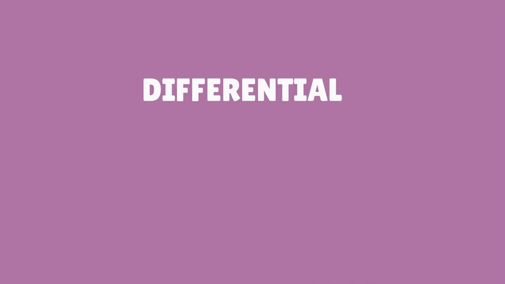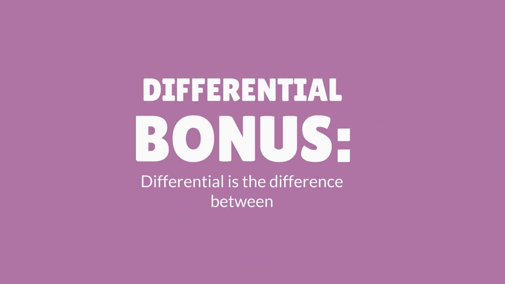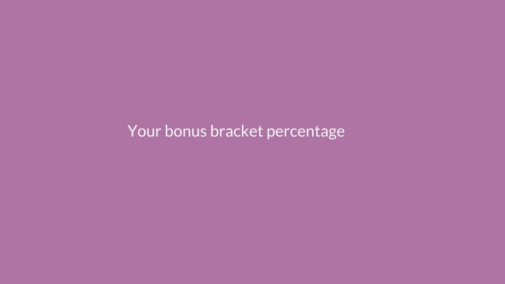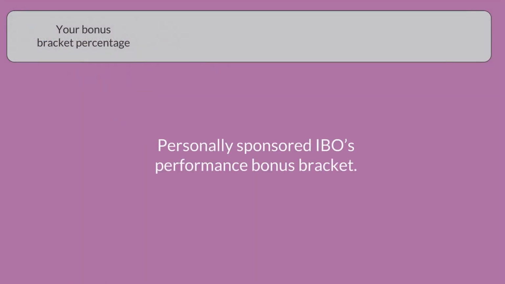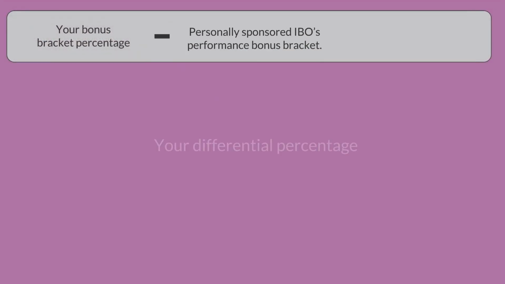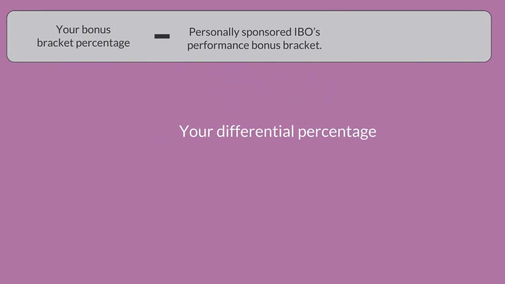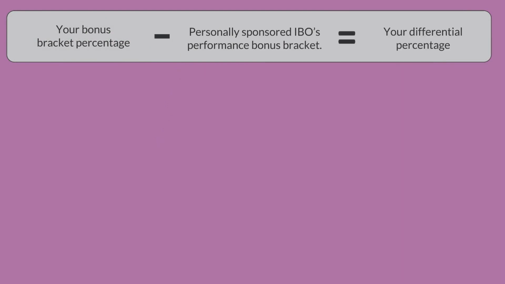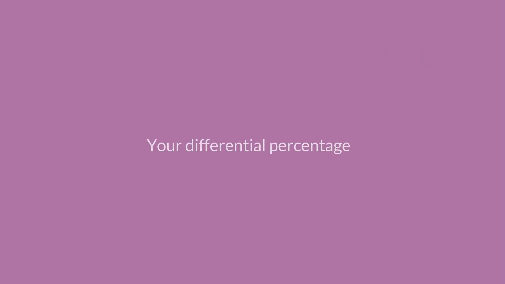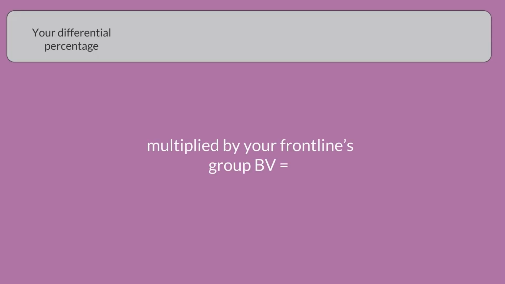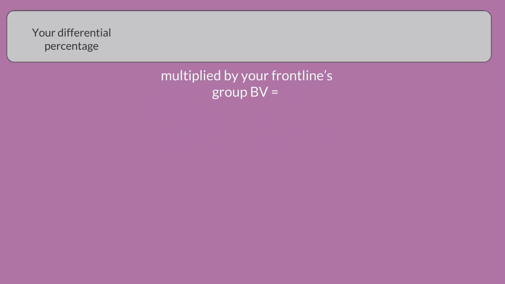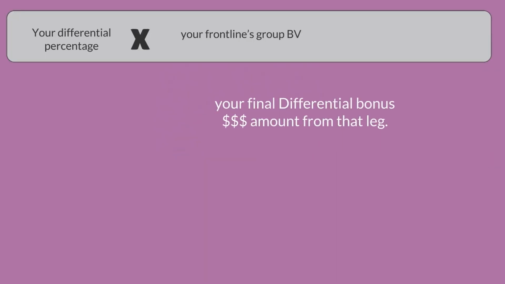So how is differential calculated? It's the difference between your bonus bracket percentage and a personally sponsored IBO's performance bonus bracket. This equals your differential percentage, the final piece of information needed to calculate differential bonus. Your differential percentage is multiplied by your frontline's group BV to get your differential bonus from that leg. Ready to learn more? Let's look at some examples to better understand.